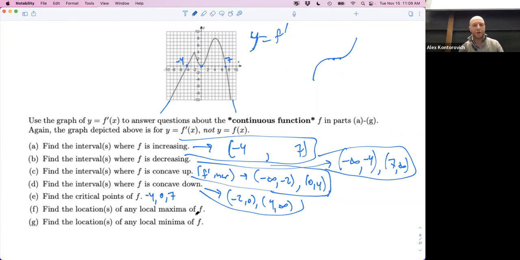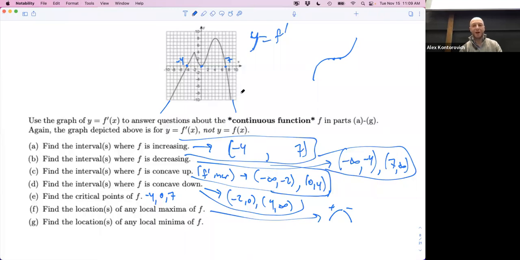Find the locations of any local maxima. Locations means x values. So a local max is when I go from a positive derivative to a negative derivative. Where do we go from being positive to being negative?